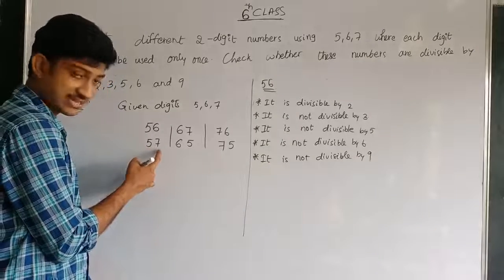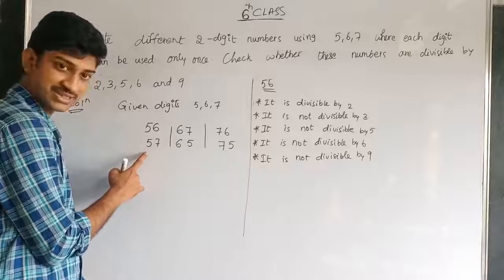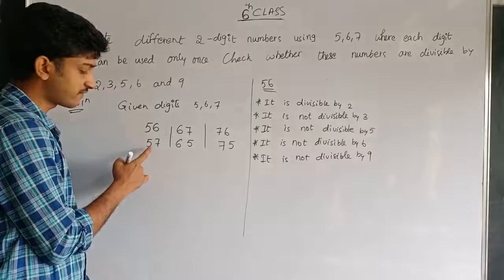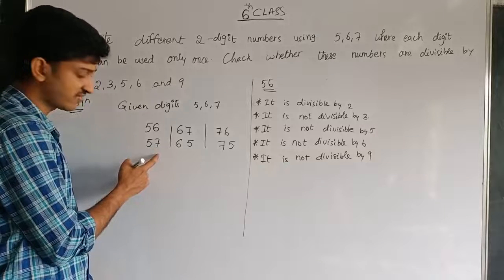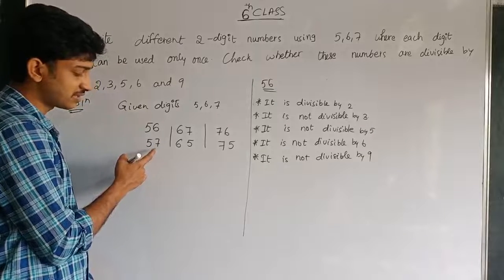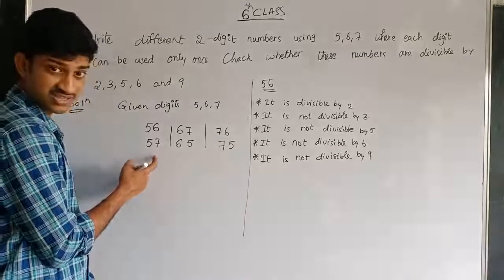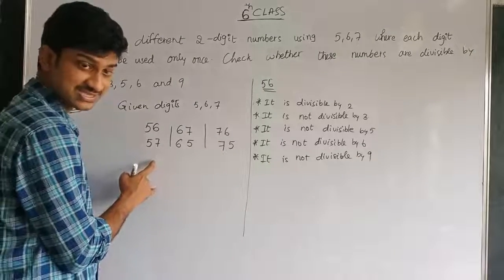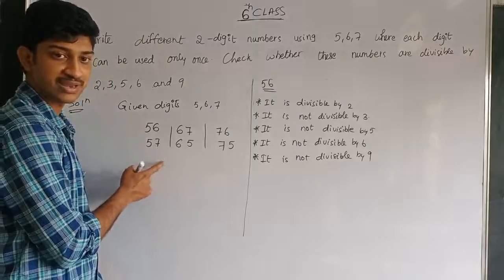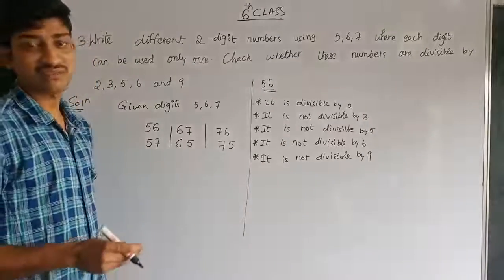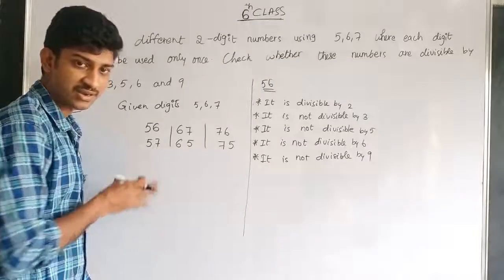For 3, 5 + 7 is equal to 12. 12 is a multiple of 3, that's why this number is divisible by 3. And for 5 the units place must be 0 or 5, so this is not divisible by 5. And for 6 the number should be divisible by both 2 and 3, so it is not divisible by 2, that's why it is also not divisible by 6. And for 9 the sum should be divisible by 9, so 5 + 7 = 12. 12 is not divisible by 9, that's why this number is also not divisible by 9.